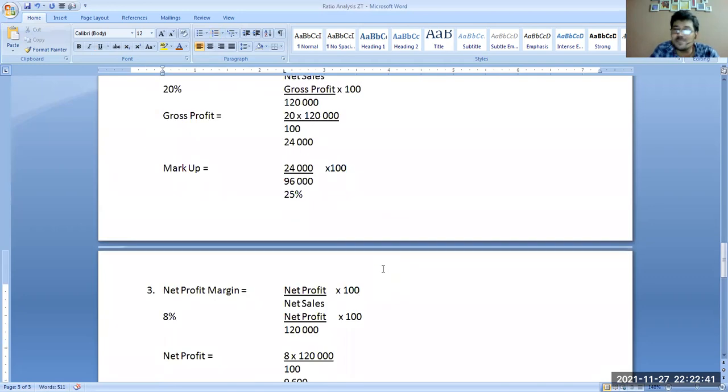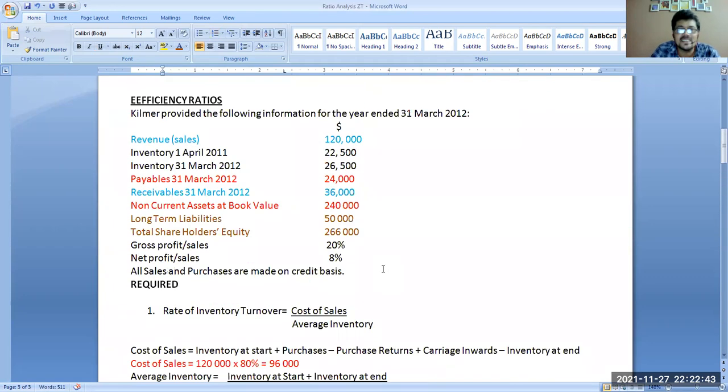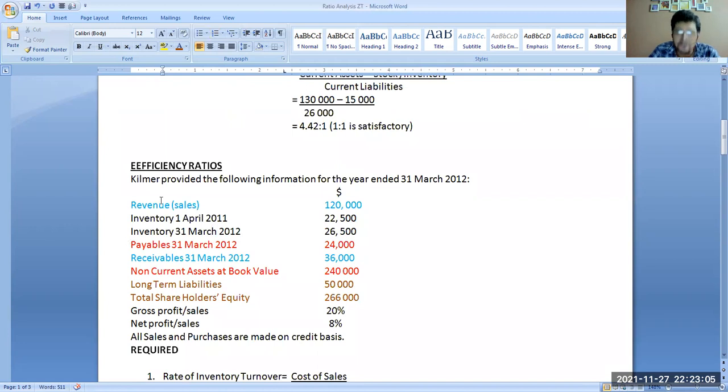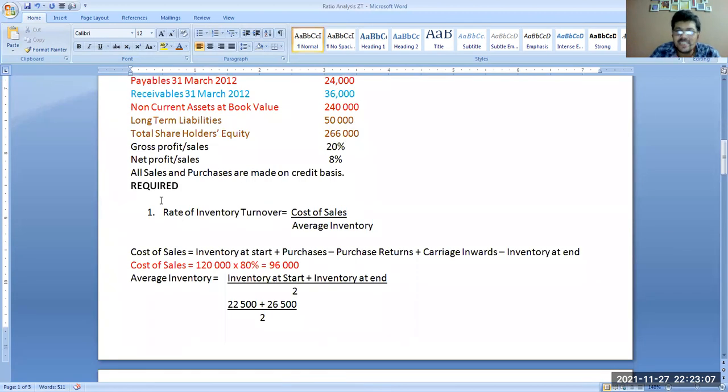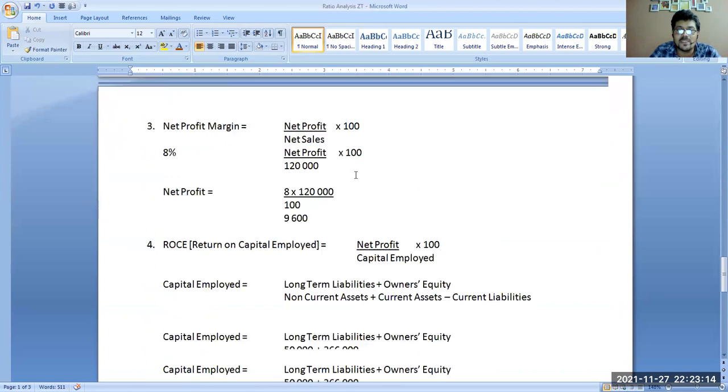In this question, the most wonderful thing, very easy sometimes. See, gross profit to sales is 20%. Net profit to sales is 8%. The 12% is 20 minus 8. 12% is your expenses to revenue ratio. Are you getting my point? It's very simple to calculate. Using this technique, if we know gross profit is 20% and net profit is 8%, it means expenses are 12%. Very simple.